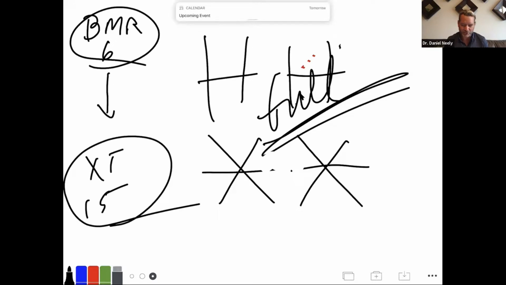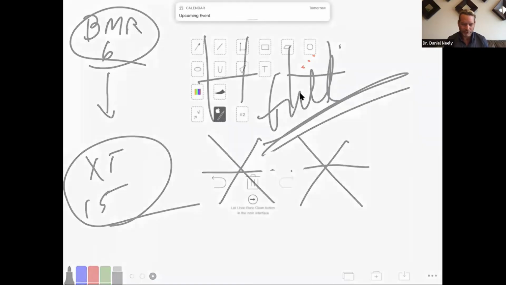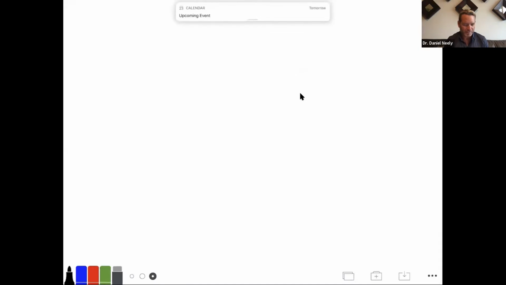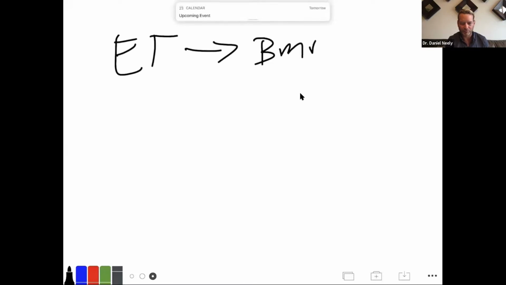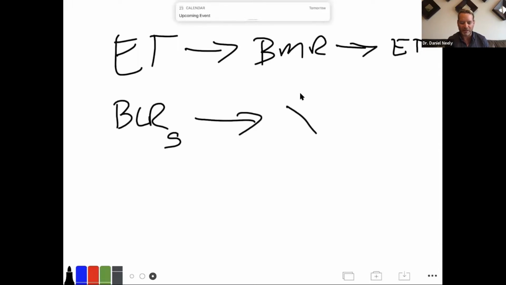Now, there's another situation here. Erase this. You have people that, let's say they were ET, all right? So they started off ET and they have a BMR, but they're still ET. So now they have a second surgery. Second surgery, they're going to have bilateral lateral rectus resection or plication. And then this is when they become XT. So they've had 2 surgeries for ET and now they're XT.